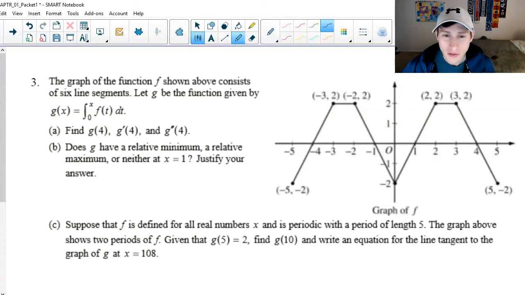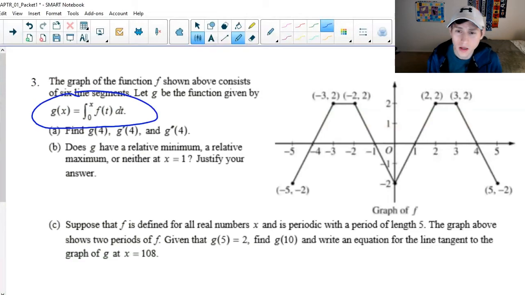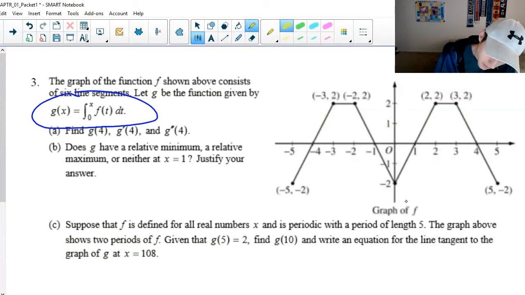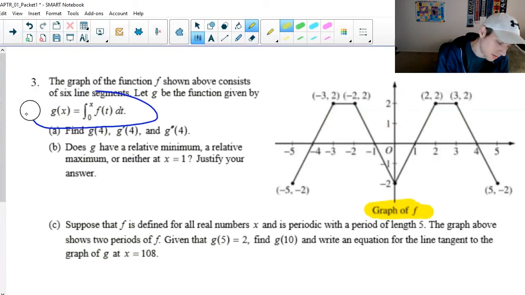So the graph of the function f above consists of 6 line segments. Let g be the function given by g of x equals the integral from 0 to x of f of t dt. I think this is definitely going to be very important for me to figure out before I even look at what the questions are asking me. It's defining a function as the integral of another function. Keep in mind this is the graph of f. Always look at the labels of your graphs and see what in the world it's actually the graph of, because it might not be what you thought it was.